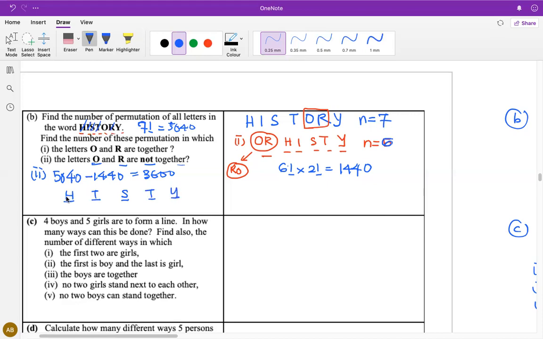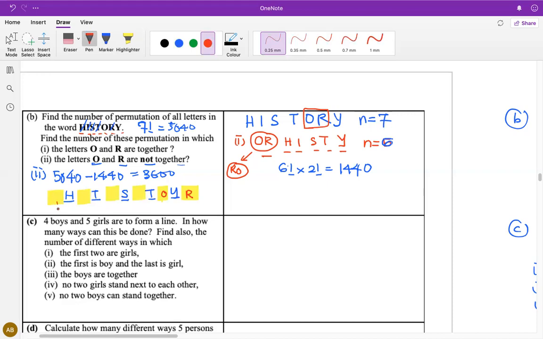Okay, so it's 1, 2, 3, 4, 5. So the O can be here, right? So for this place I use red or yellow. Here, in front of H, between H and I, between I and S, between S and T, between T and Y, and after Y. So meaning that if O is here, then R is here. So they are not together.